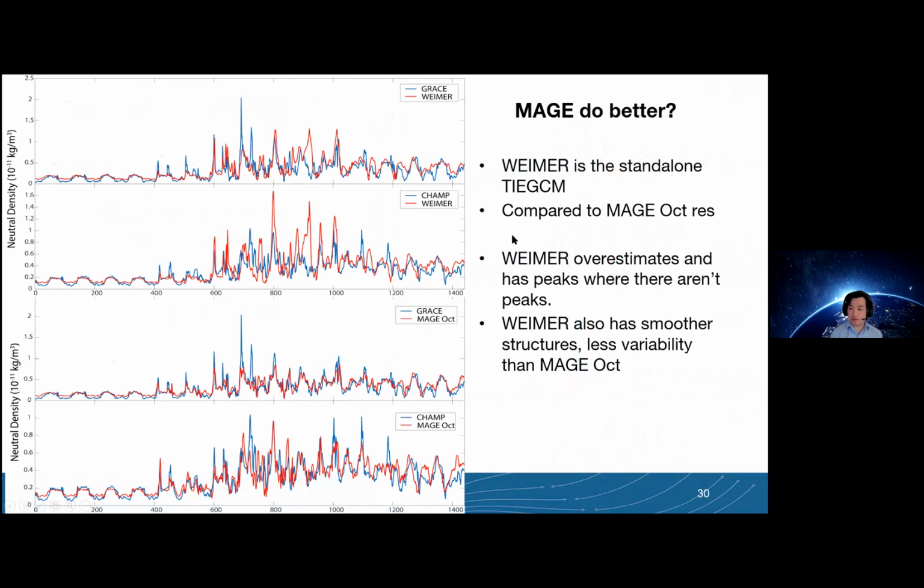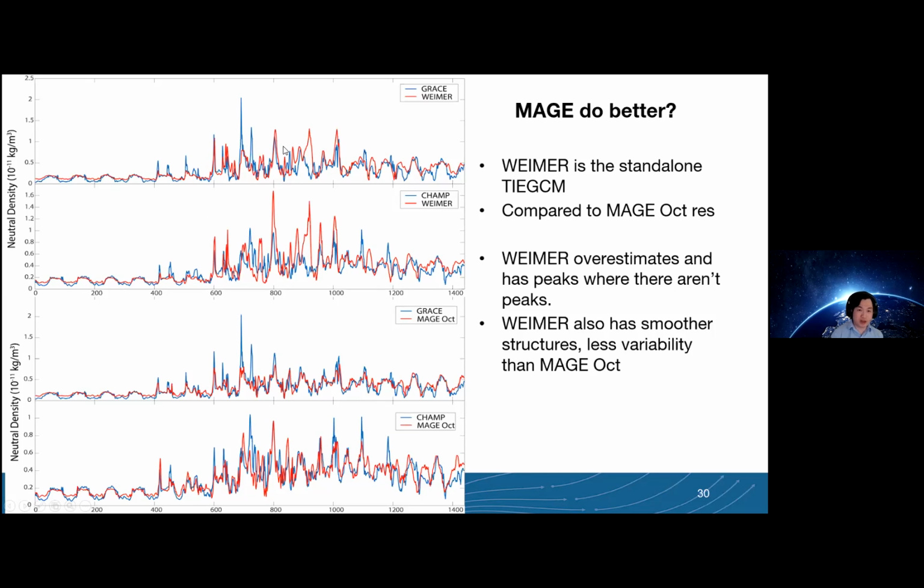Weimar's moved to the top, and then MAGE is on the bottom. Looking at these, you have Grace, Champ, Grace, Champ. How do you tell that we're doing better? If you look at Weimar, Weimar's getting some of the variability. We're getting some of the variability. We're missing a lot of these peaks. Weimar misses a lot of these peaks.